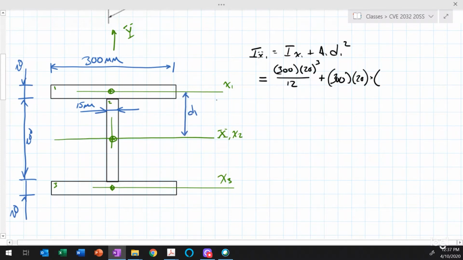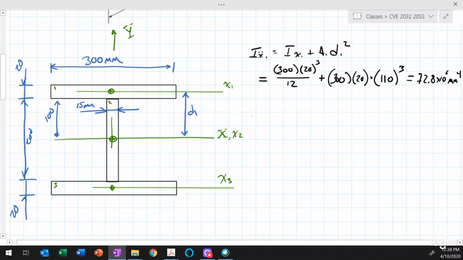And so that's going to be equal to 100 millimeters to that point plus another 10, so it's going to be 110 millimeters, and then that's cubed. And if we push the numbers, what we get is 72.8 times 10 to the 6th millimeters to the 4th.